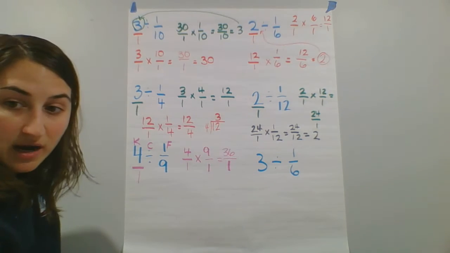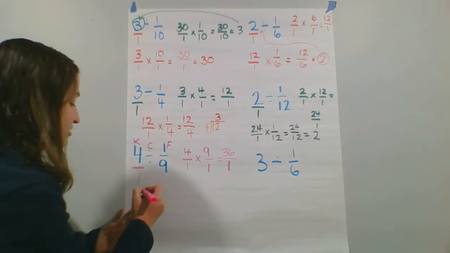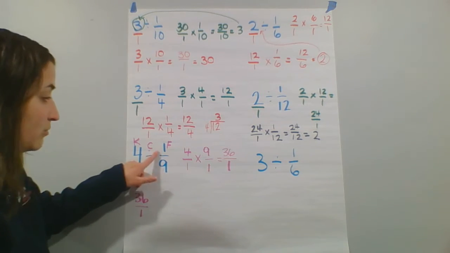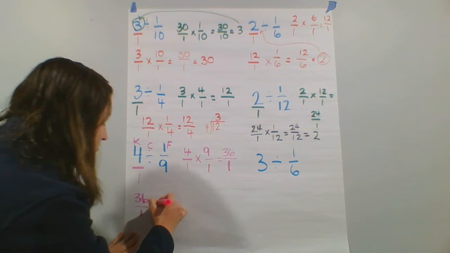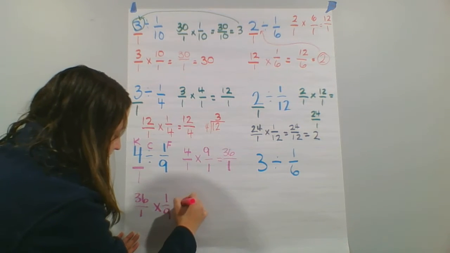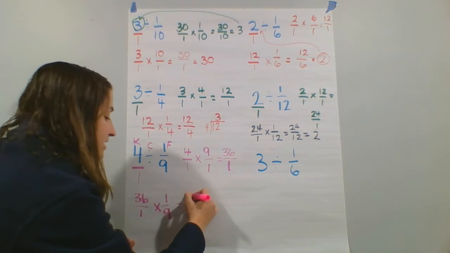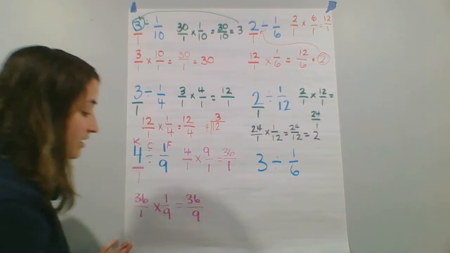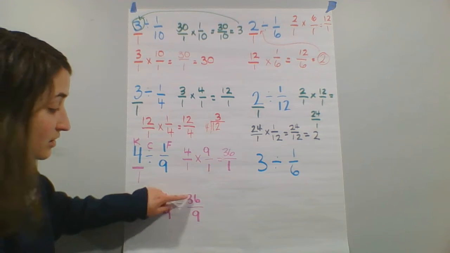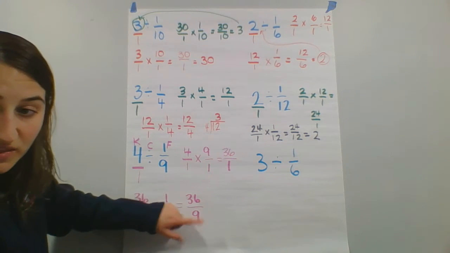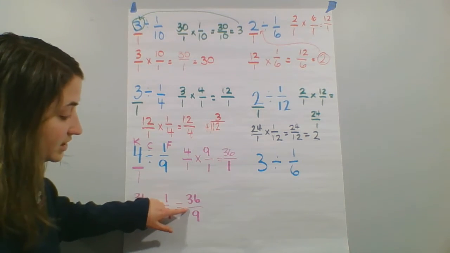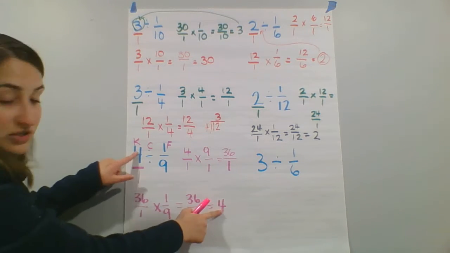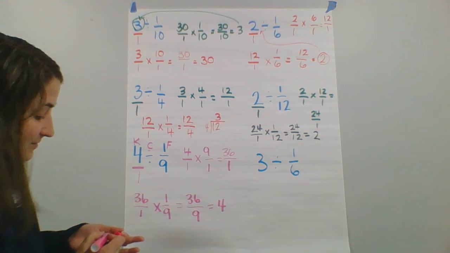So now we're going to check our work by taking our answer, which is 36 over 1. We're going to multiply it by our fraction. 36 times 1 is 36. 1 times 9 is 9. And then our basic fact, 36 divided by 9, remember that fraction symbol means division, gives me 4, which matches our whole number we started with.